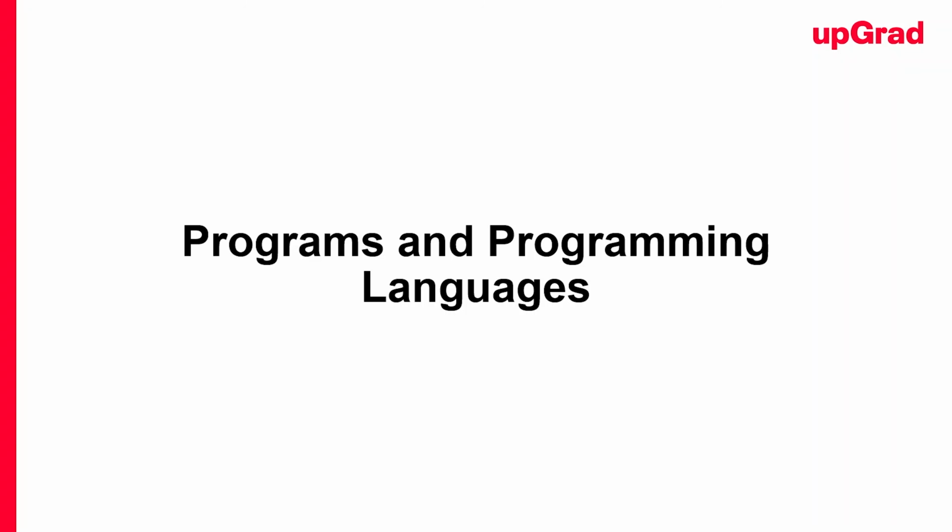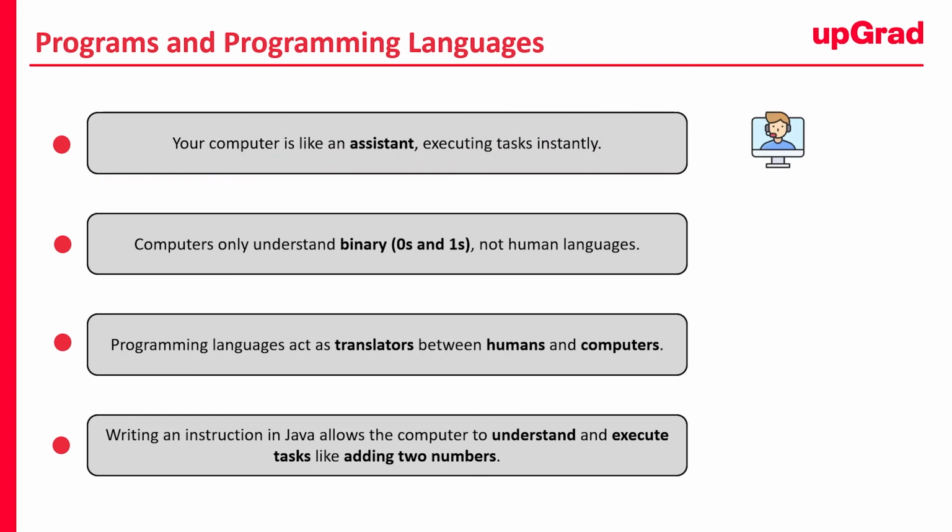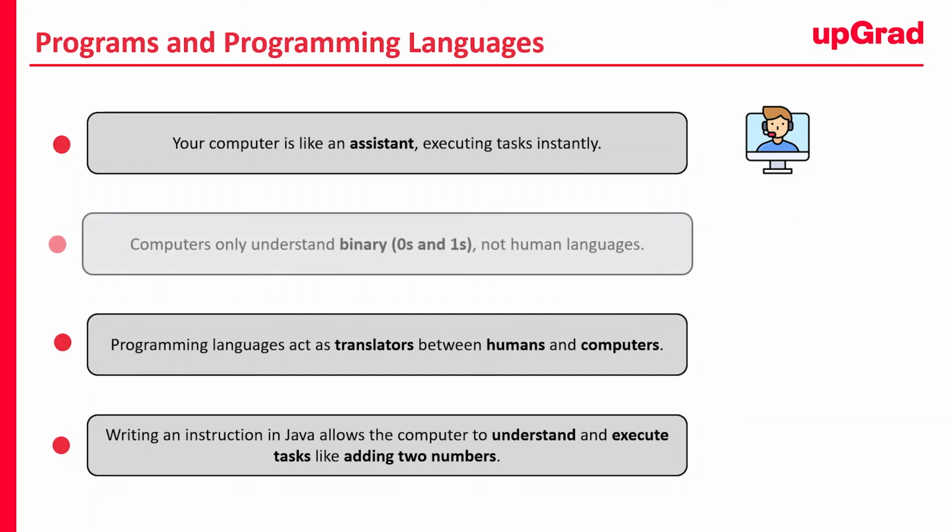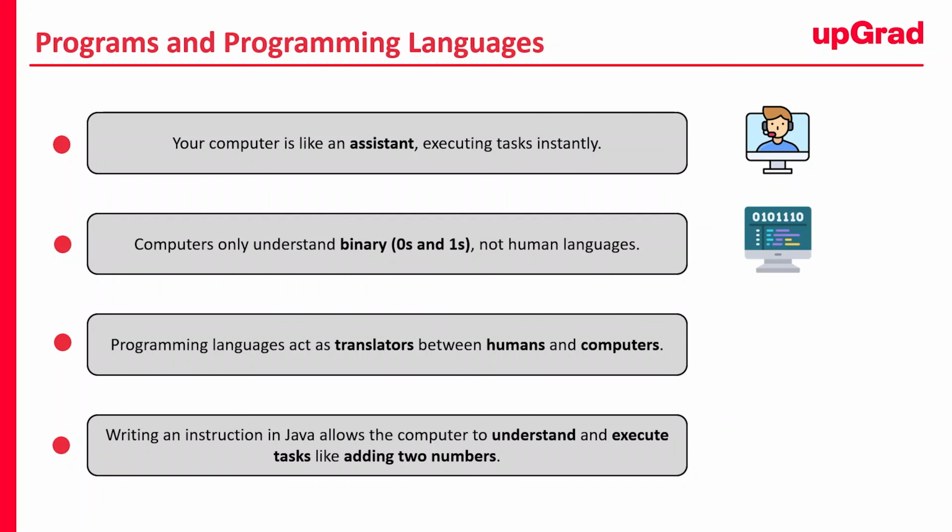So imagine your computer is like an assistant. You give it tasks and it gets them done in the blink of an eye. But here's the catch. Your computer doesn't understand English or any human language for that matter. It only speaks binary, a language of zeros and ones. So how do we as humans communicate with this machine? That's where programming languages come in.